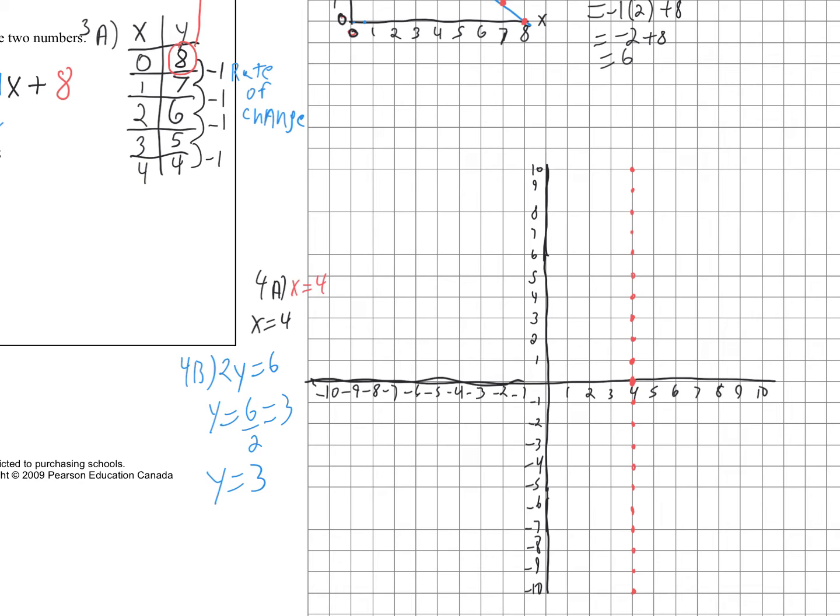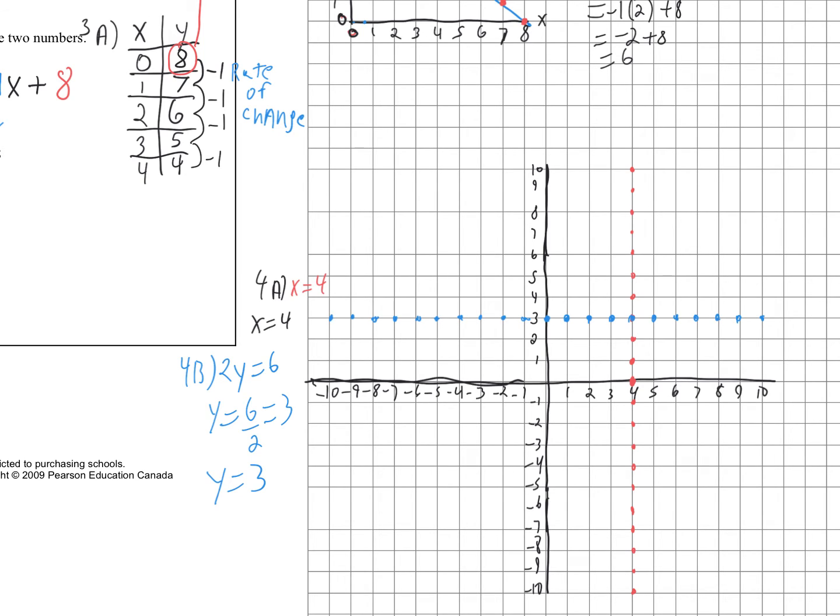So now when I go to graph this line, I'm going to make a horizontal line that goes from left to right, and it's going to go through the y-axis at +3. There's +3 on the y-axis right here. So it's just going to be a horizontal line that comes all the way across in both directions, and it goes through the y-axis at +3.